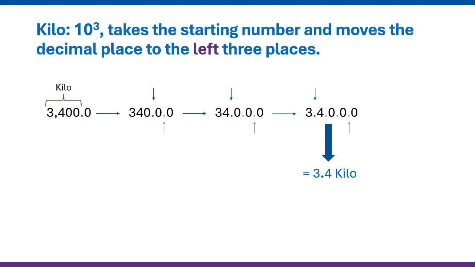and as we see as just before, the gray arrow indicates the original decimal place. The blue arrow indicates the new decimal place. We're going to move it over 3 times, and we're going to end up with 3.4 kilo, because 3.4 kilo means 3.4 times 10 to the third power, or 3.4 times 1,000, which would be 3,400. Just as before with 10 to the minus 3, we would end up with 3.5 milli, which means 3.5 times 10 to the minus third power.